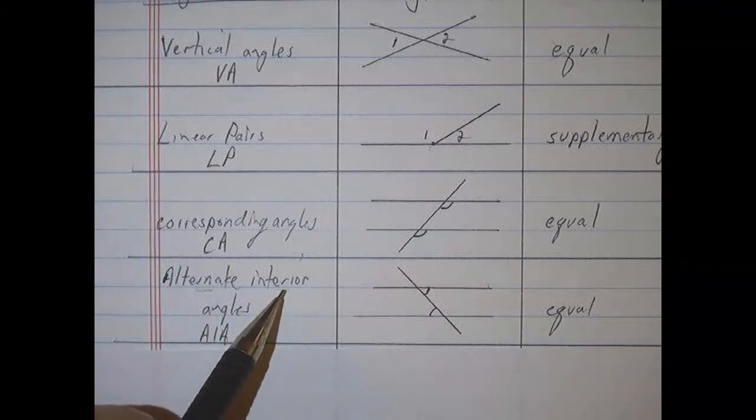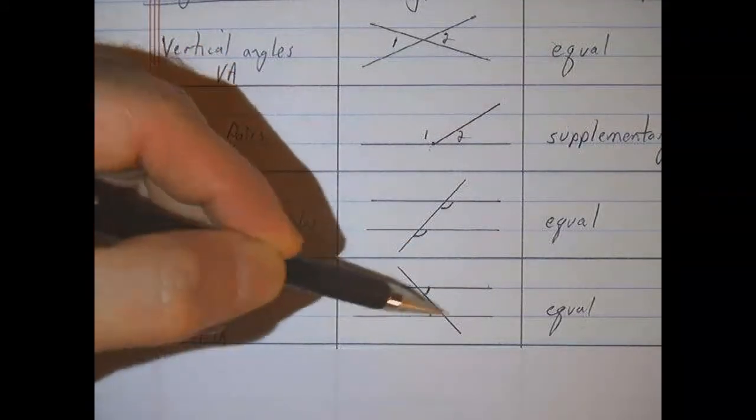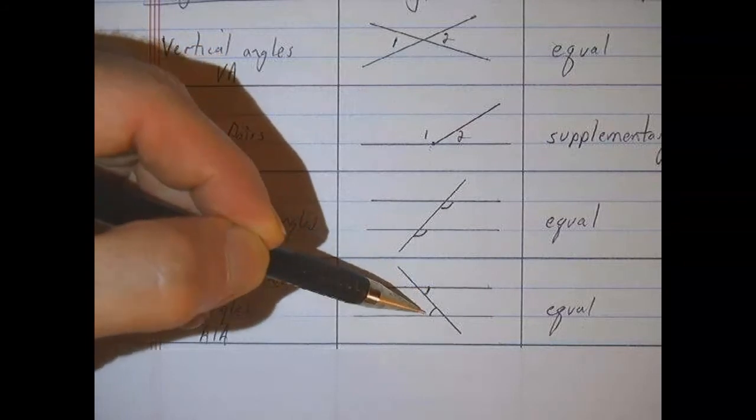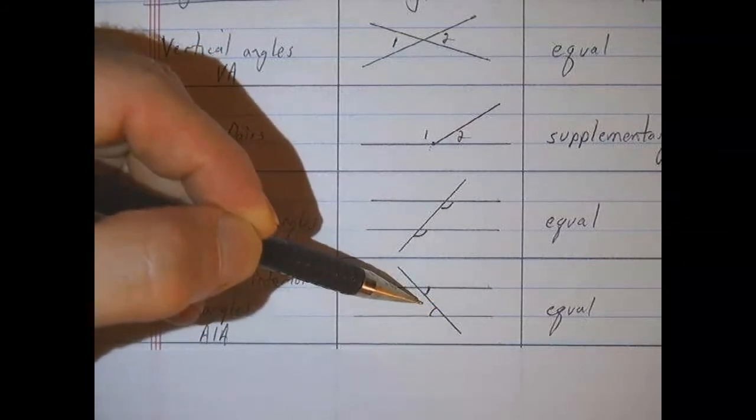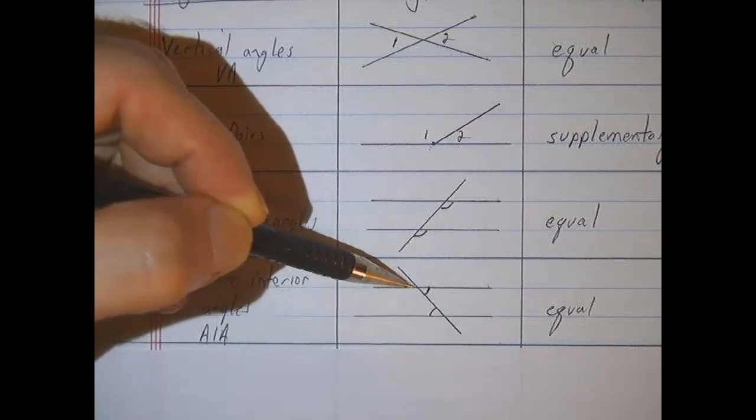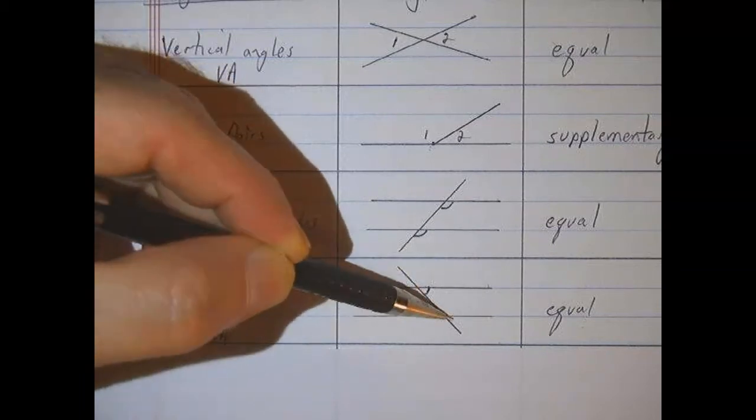And interior means it's on the interior of the parallel lines. So the interior angles would be the stuff on the inside here, just the inner angles. So this one, and this one, just the four inside angles. The exterior angles would be the four on the outside, like this one, this one, this one, this one.